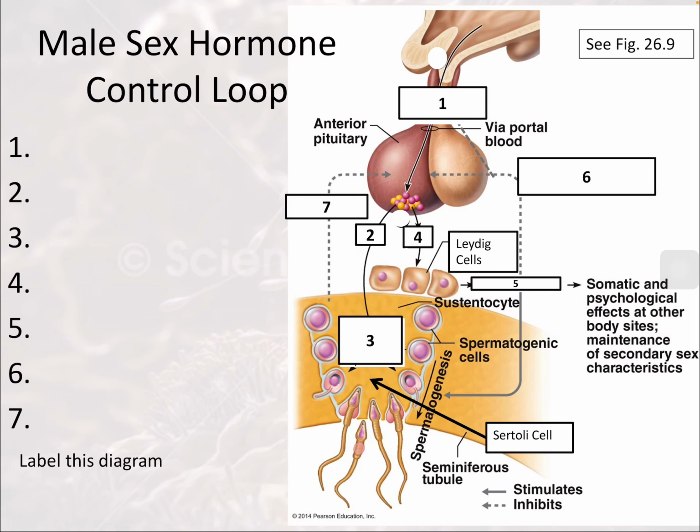Okay, so the male sex hormone control loop here is an important one to walk through. So again, we're always going to start with a hypothalamic hormone, right? And so that hypothalamic hormone is going to be starting up top, okay? And so that is going to be our GnRH, gonadotropin releasing hormone, okay? That's going to come from the hypothalamus down to the anterior pituitary. The anterior pituitary is going to release both LH and FSH. Okay, again, LH is going to stimulate those Leydig cells, but number two is actually the other one, which is FSH. FSH is going to go down and stimulate those Sertoli cells.